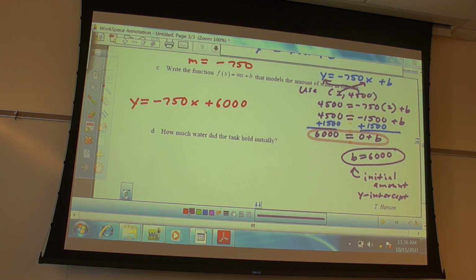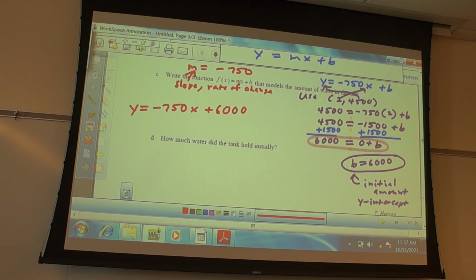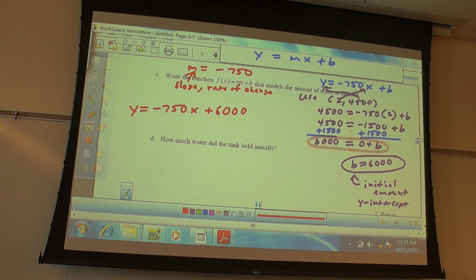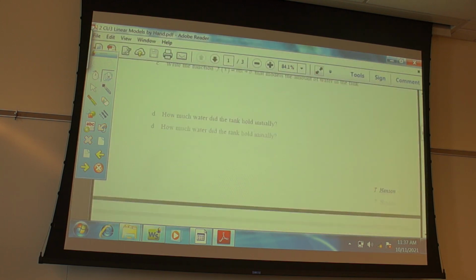And remember, m is my slope, also known as my rate of change. So those things will help you greatly to keep this stuff straight. All right, so how much did the tank hold initially? Yep, 6,000 gallons. Okay, so let's take a look at the next page.